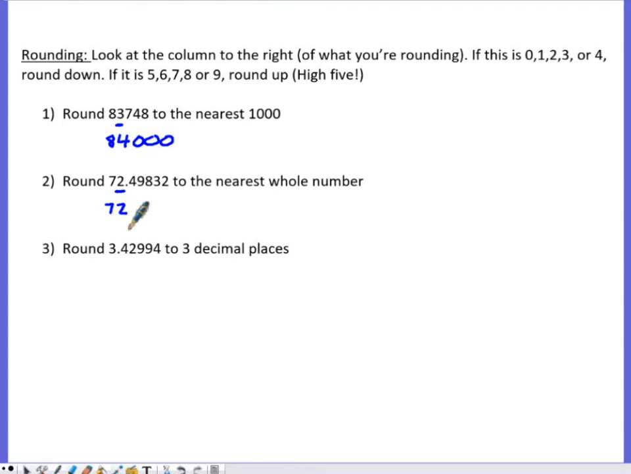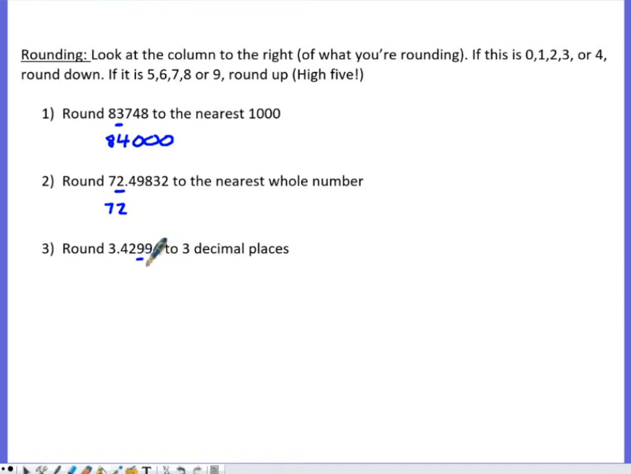Example 3 is a little trickier. This time we're rounding it to 3 decimal places. So let's find where the third decimal place is. Well, there's decimal points, so 1, 2, 3. That first 9 is the third decimal place. We're going to look to the right of it. The right of it is another 9. Now, because this is a 9, it means we round up.